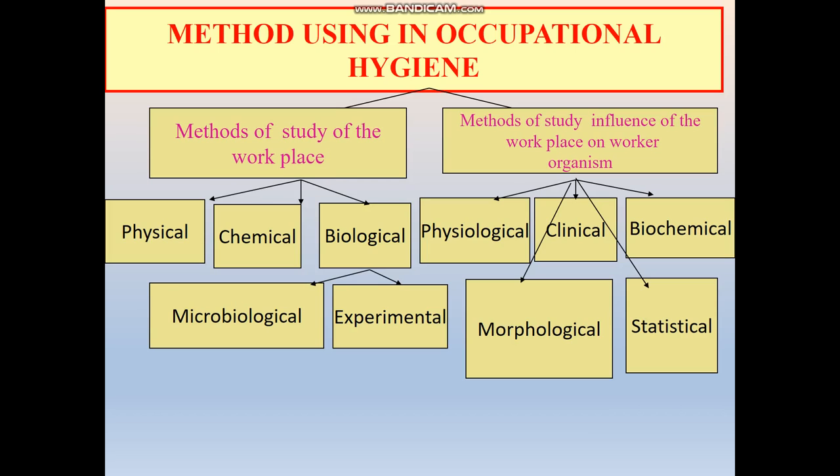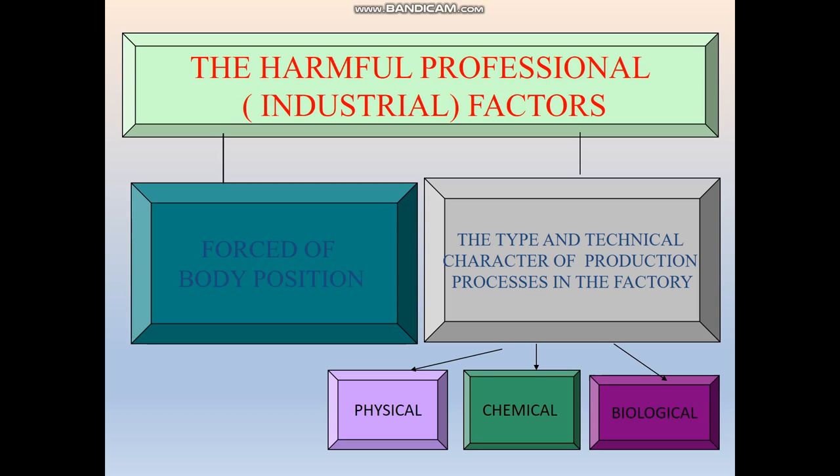The first group includes methods for study of a workplace condition. These methods are: physical, chemical, biological, microbiological, experimental. The second group includes methods for study of the influence of a workplace condition on a worker organism. These methods are: physiological, clinical, biochemical, morphological, statistical, and others.